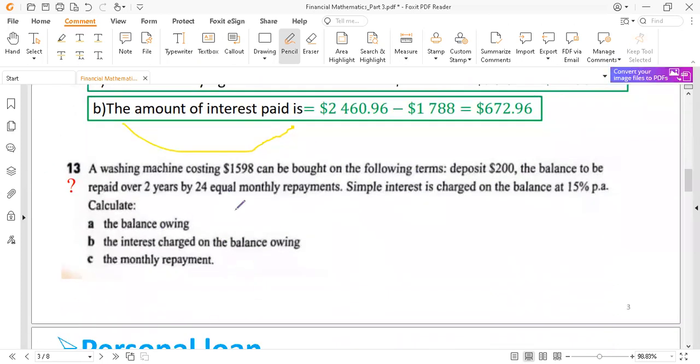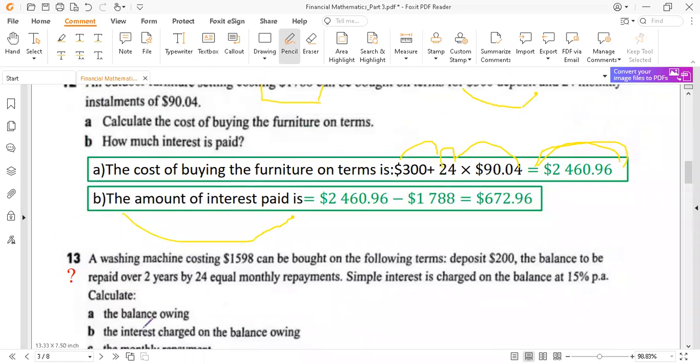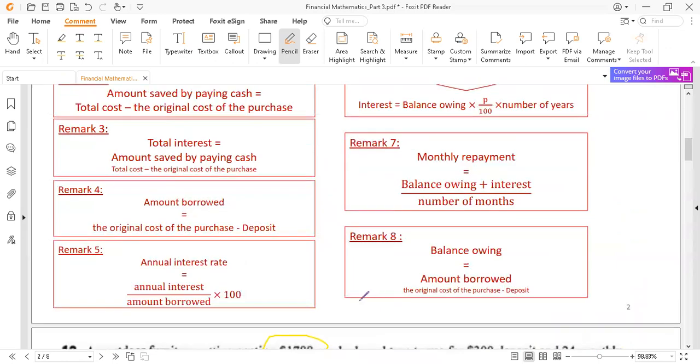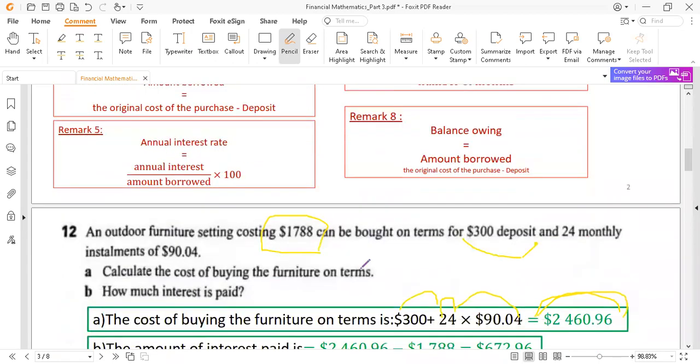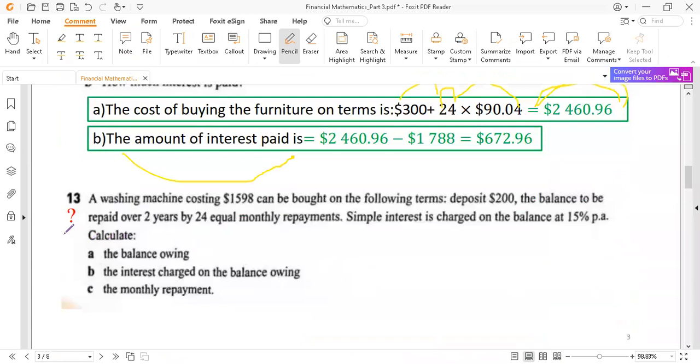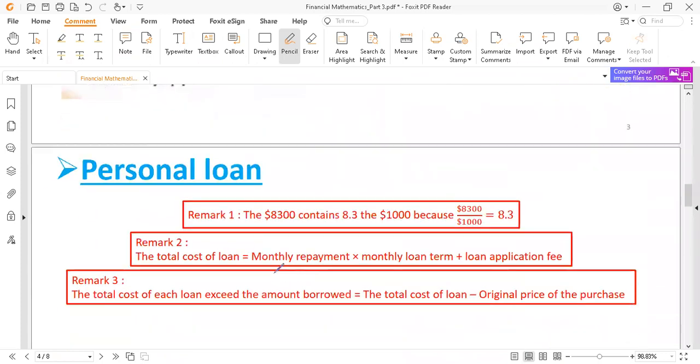Also, you can imitate and use the same strategy and the same information mentioned here to try to solve exercise 13 by yourself.